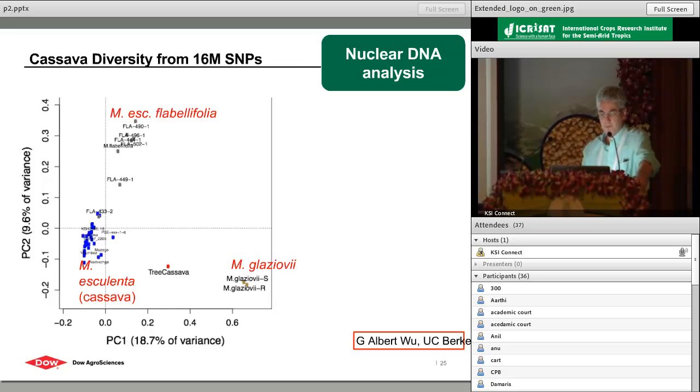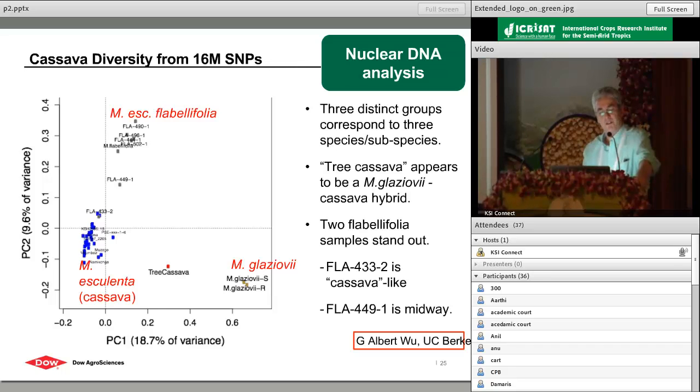But we also have 2 flabellifolia samples that are kind of out of their cluster. One is clustering with the cassavas, and one is in between. So this one that's clustering with the cassavas has a flabellifolia chloroplast, but its nuclear genome looks like a cassava. And this one here is slap bang in between the 2, and we haven't looked into that one yet. Another way of looking at the same SNP data is to do some population structure analysis.